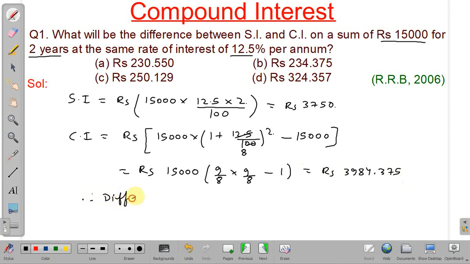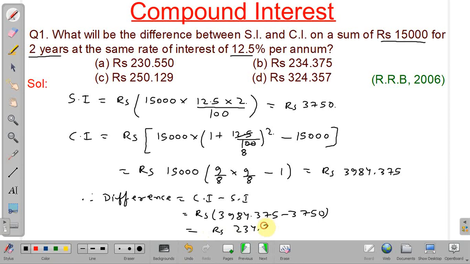Therefore required difference will be equal to compound interest minus simple interest, and it will be equal to rupees 3984.375 minus 3750, and we will get rupees 234.375. So our answer will be option number B. We will discuss next problem.